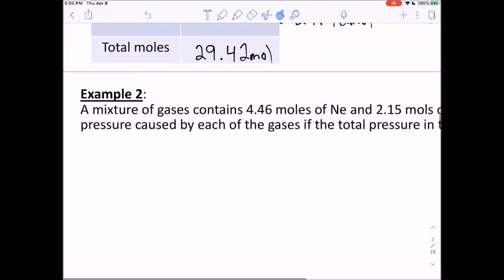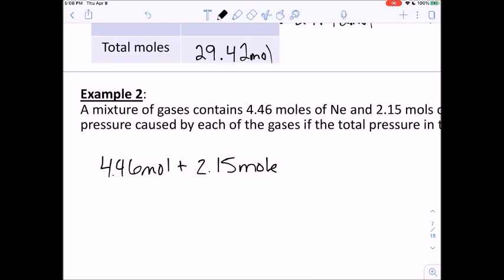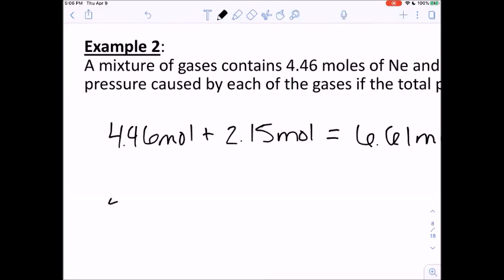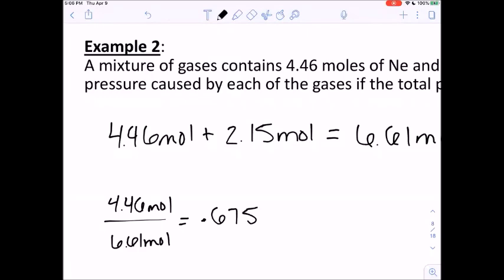So I have 4.46 moles of neon, and I'm adding my 2.15 moles of my xenon in order to get the total amount of moles in the container, which comes out to 6.61 moles. So now that I have that total amount, I can divide each of those by the total amount to figure out what the mole fraction is for each of these. So I have 4.46 moles divided by the 6.61 total moles. When you put that into your calculator, you end up with 0.675 is your mole fraction.